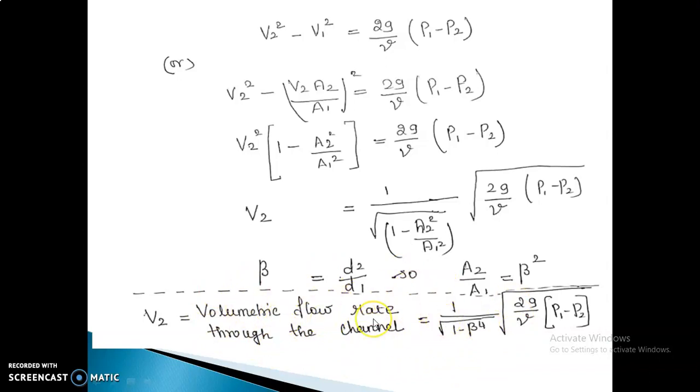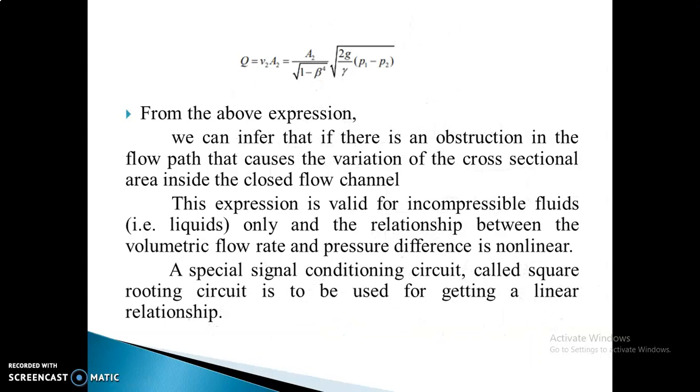So your flow rate is related to the pressure difference. Using this pressure difference, we are going to calculate the flow rate of a particular pipe. This is how they calculate it. And one more expression is Q, the discharge coefficient, which is nothing but V2 A2, equal to A2 divided by root of 1 minus beta squared into root of 2G by gamma of P1 minus P2.